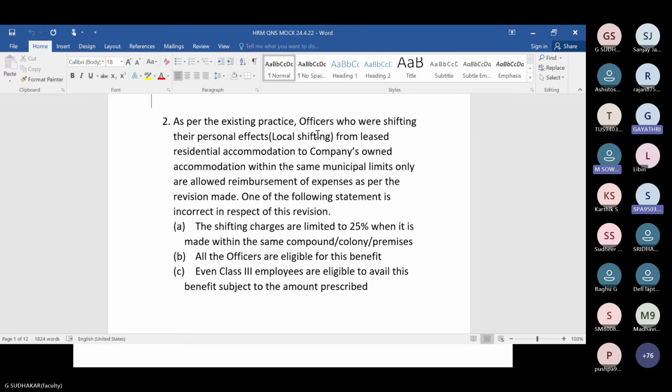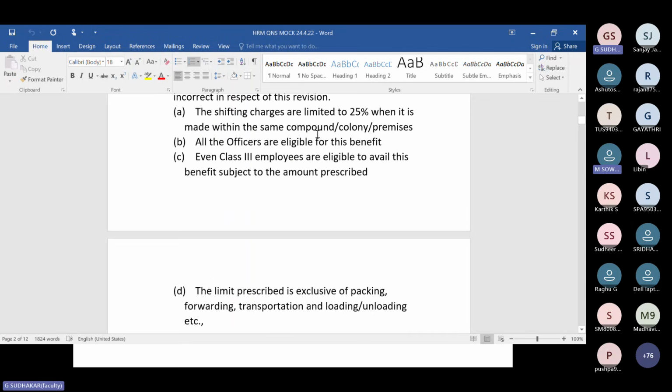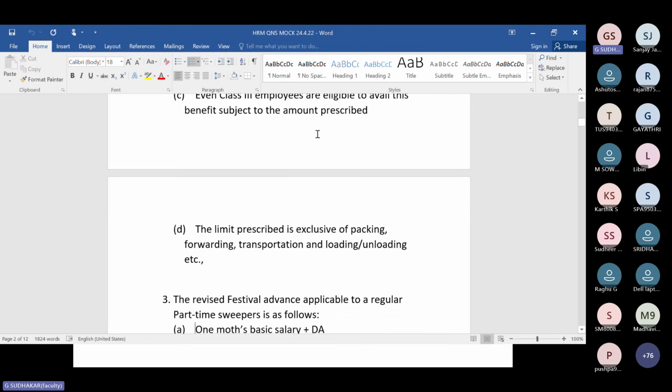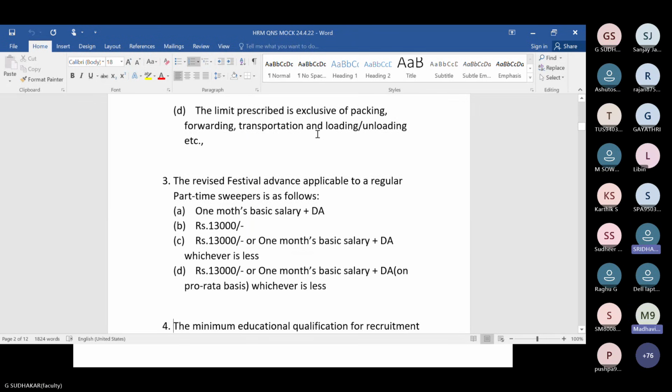Sir, what is option D, 4? Option 4 is not fully visible, sir. Limit prescribed is excluded. No. D. Sir, 4 is the answer. Fourth is incorrect. Very good, so you are correct. It is inclusive, not exclusive. The limit prescribed is inclusive of packing, loading and transportation, not exclusive. Revised, specific. This is wrong.